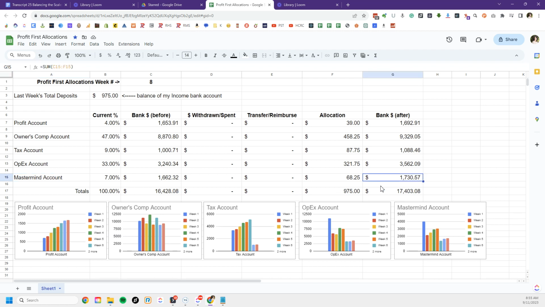And so this is the money that I already have set aside to pay for that. So how this works, I've done my allocations. From last week, week 7 until this week, I had no money that I've spent. I had no bills that were due.